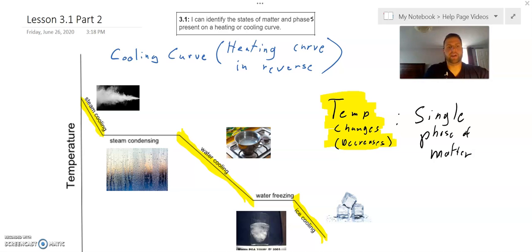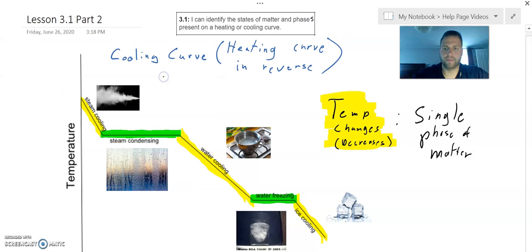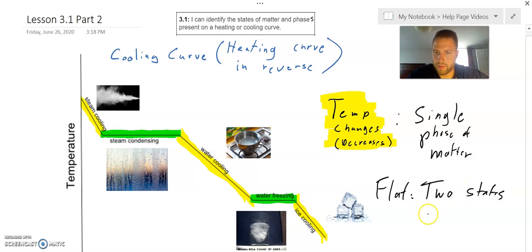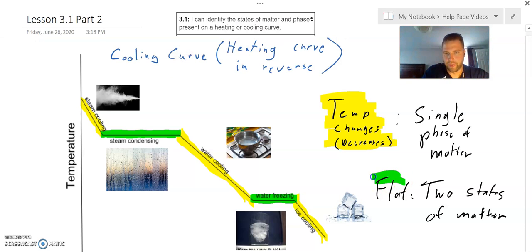Now let's take our green highlighter and let's highlight the flats. And let's write about these here on the side now. So we'll call this a flat. And remember, in a flat section, there are two states of matter. Let's grab the green highlighter and highlight this so we know that those colors correspond also.